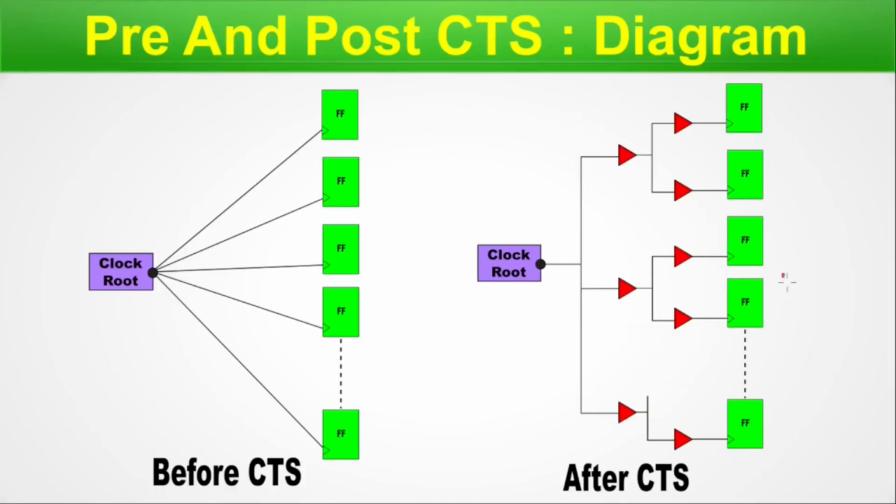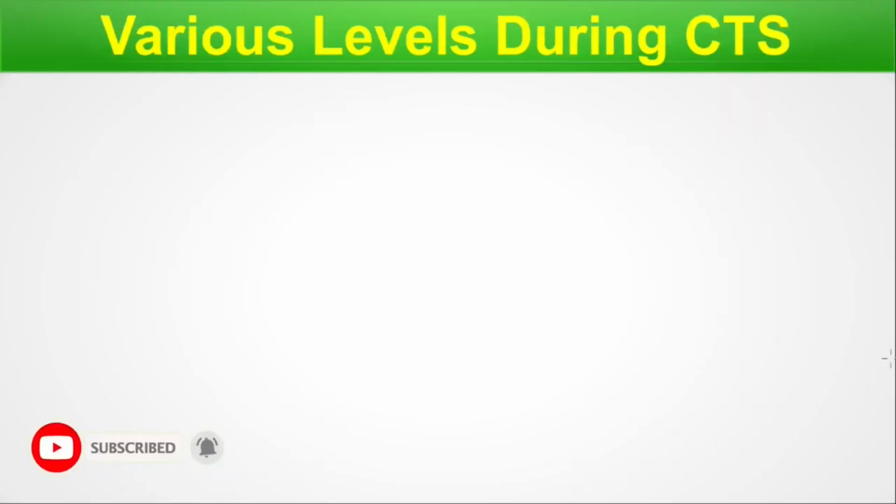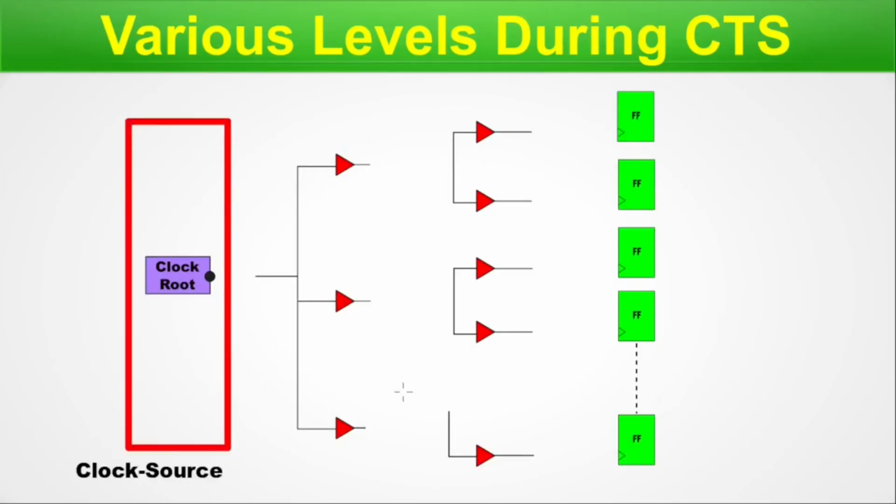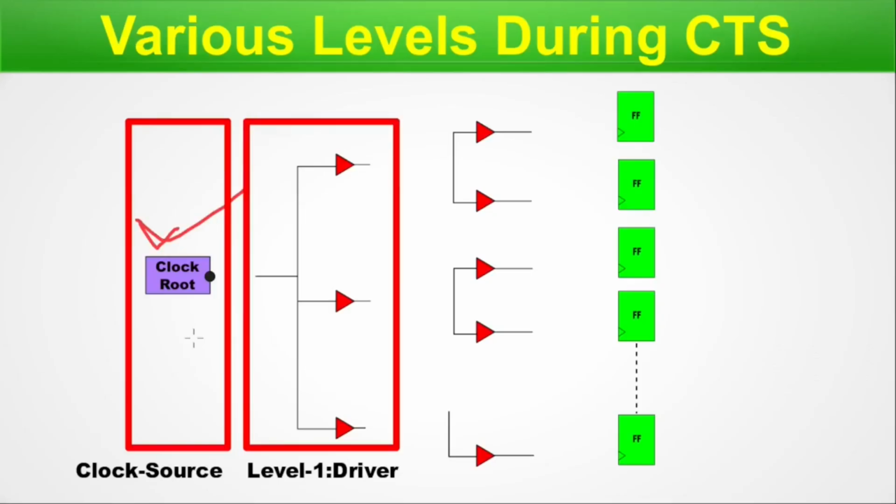Let us zoom into this one, how different levels are there and what are they named. Various levels during CTS. Here we have drawn the same picture, however we have separated each of the sections. This one is the clock source. This is called the clock source or clock root, from where all the clocks are generated. And the next level is the driver, level 1 driver. These are the level 1 drivers.